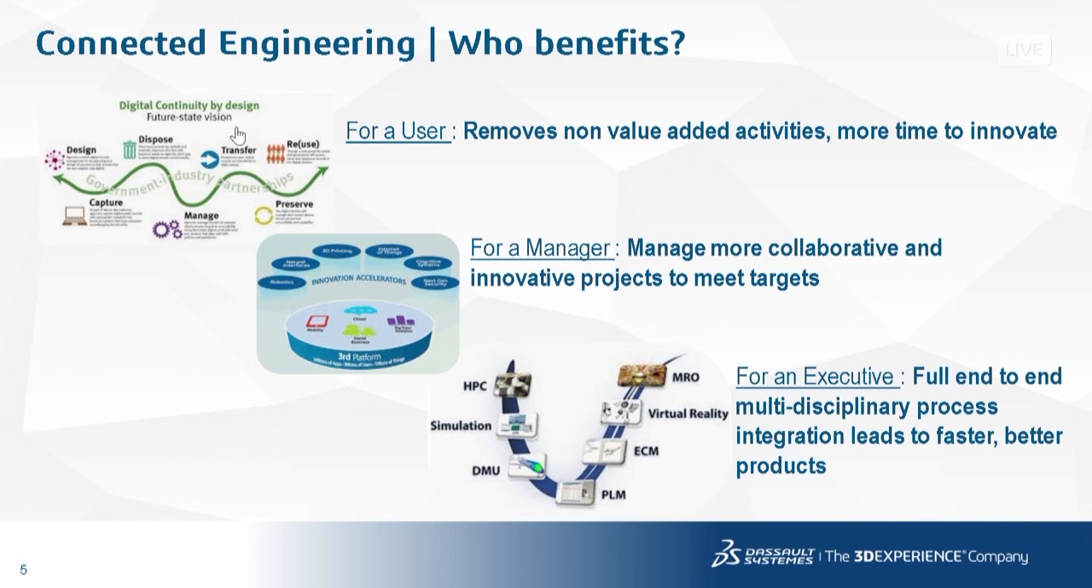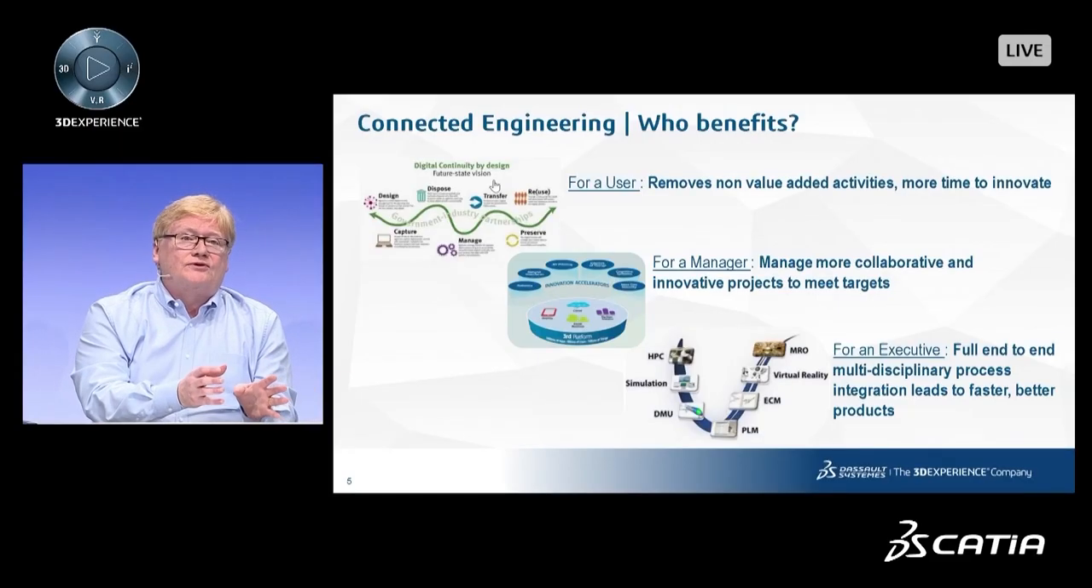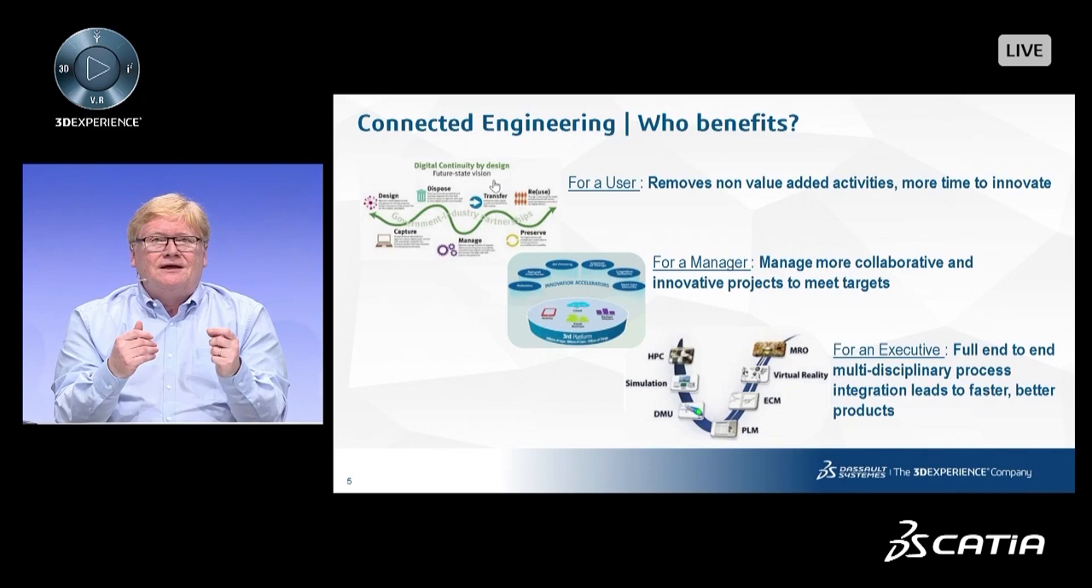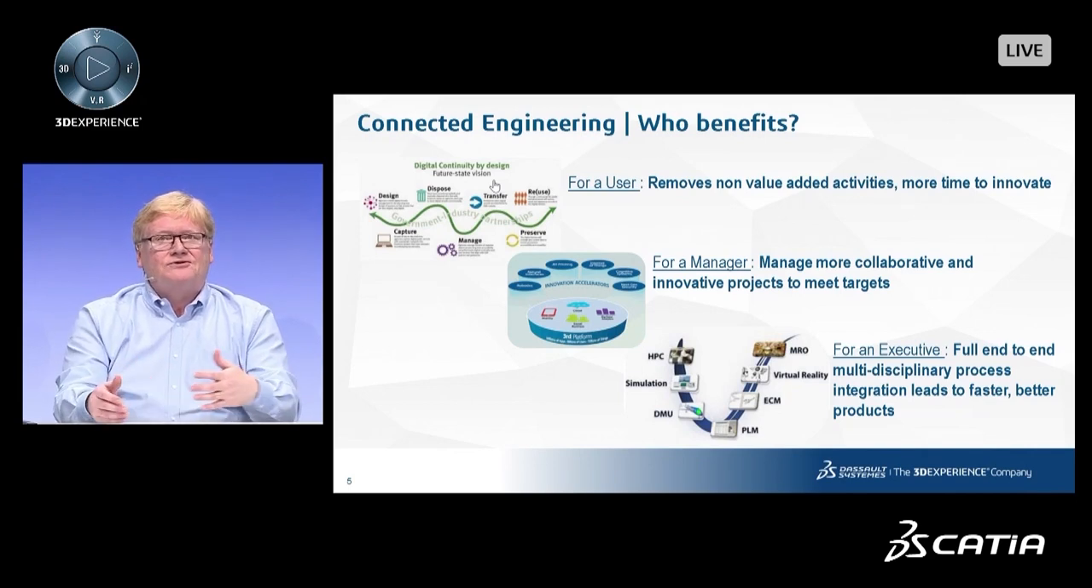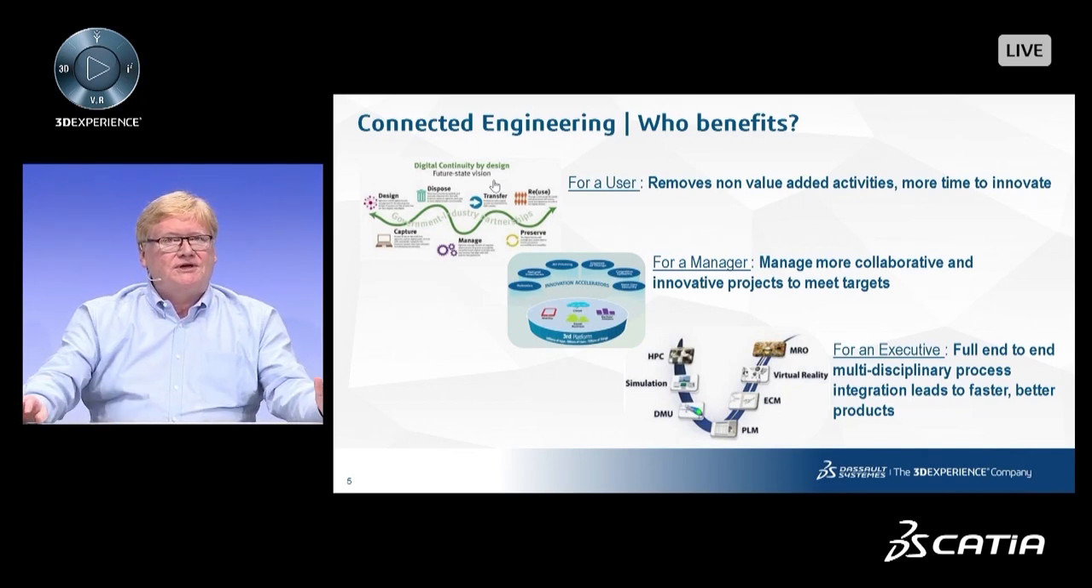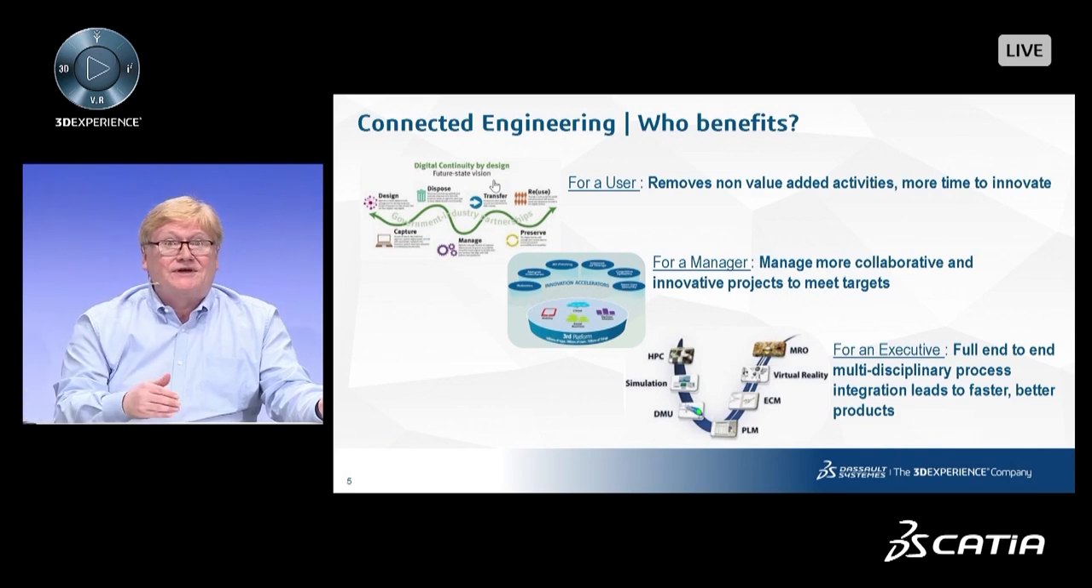All of that stuff is done automatically, therefore he can focus on what he trained for, which is the innovation and engineering. For a manager in an engineering department, it means that he can manage more collaborative and innovative projects. He can meet his targets by bringing together the team, by ensuring the team can work seamlessly together, and therefore get more done, and get more done on time.